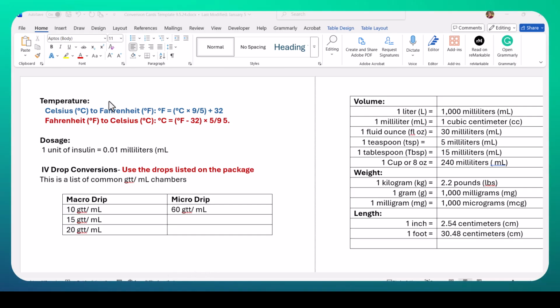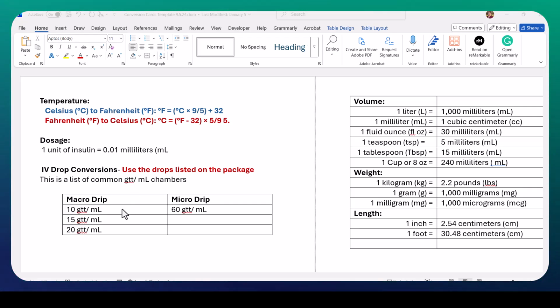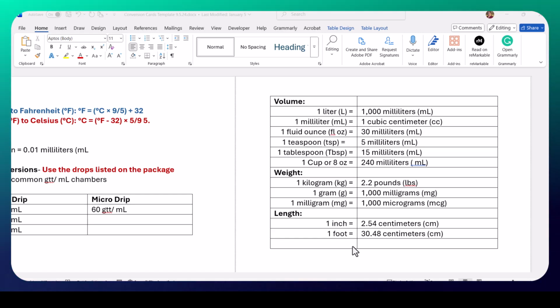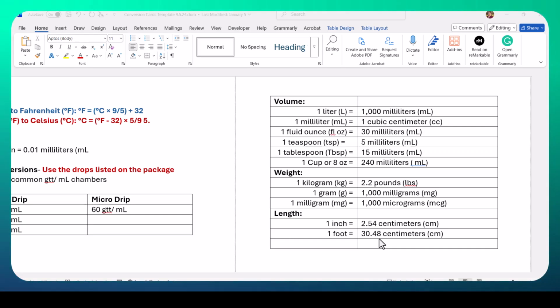Now you might see on the cards, under dosage, it has grains on it. If you see that, you have to cross that out. We don't use grains anymore. It has your temperature conversions, your dosage conversions, your drop conversions. That comes in at level 2, but you have to memorize these before level 2. And then here are all your volume, weight, and length conversions. So you have to have all these memorized by the time you get to level 2. But for right now, we'll let you use the cards in class, or we'll post it up on the board so that you can see it.